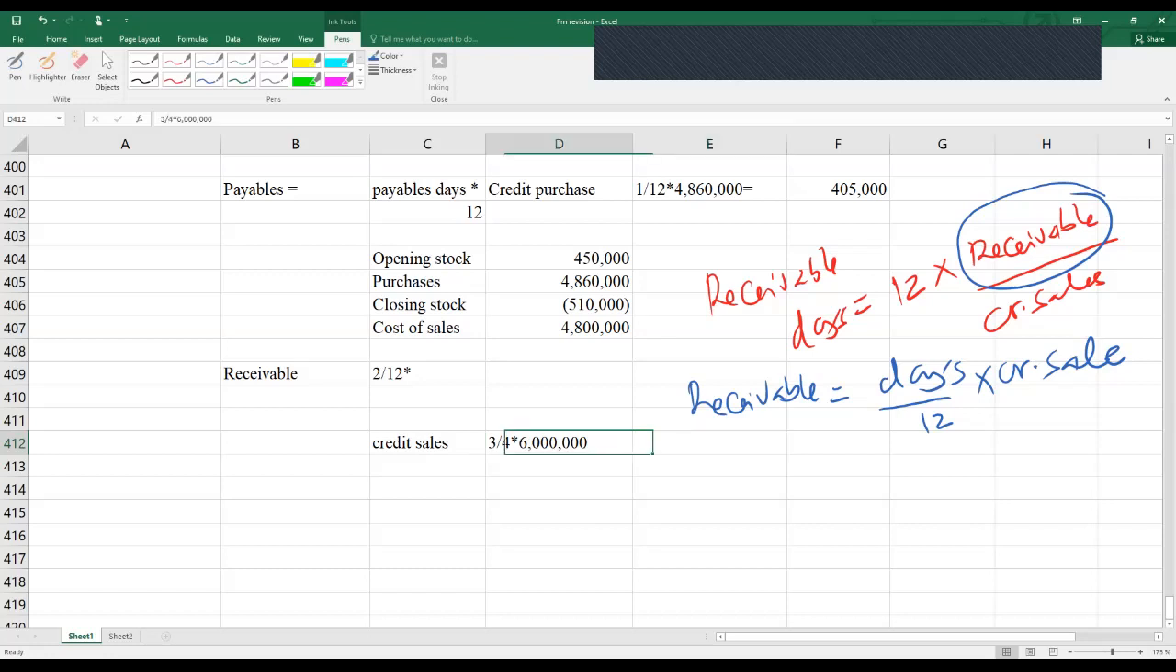To give us 4.5 million. So having done that, we simply multiply by the sales on credit, which is equal to the 4.5 million we have just obtained. Clear? And how many days do you get? 750,000. So we get 750,000 to be the account receivable.